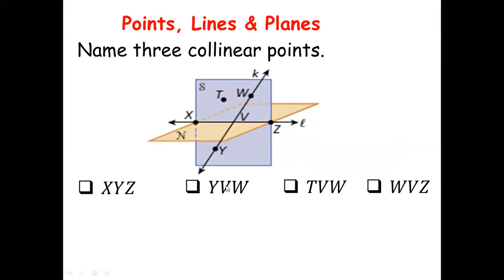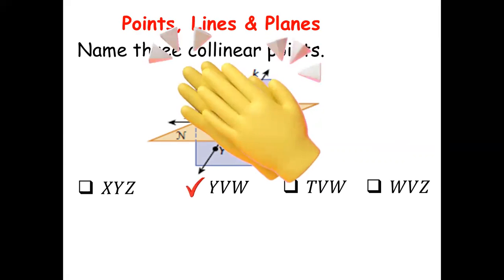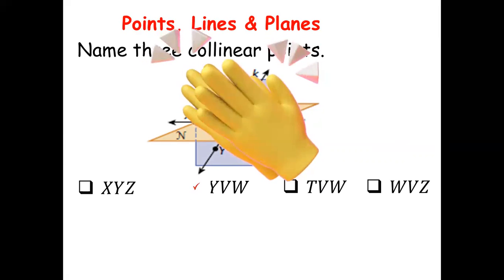What about YVW? So V is this point where both the lines intersect. YVW, yes, they are points on a straight line. So the correct answer for this is YVW. It cannot be TVW because TVW is here. This is TVW. Again, it's forming a V. WVZ is an acute angle. I mean, they form an angle. If you see, they form an acute angle. So it's impossible to be this. So the correct answer is YVW, and that's a very good job you have done in guessing the answer.